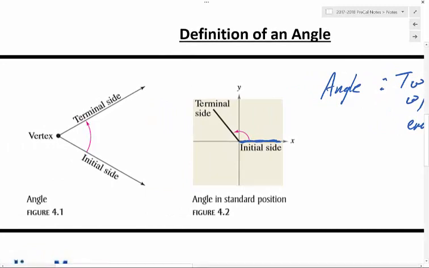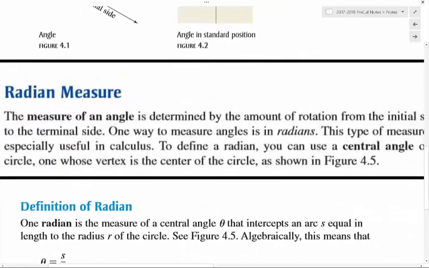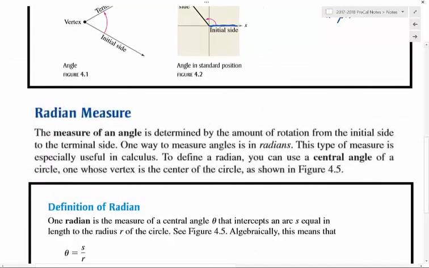In figure 4-2, the vertex of the angle is found at the origin of the coordinate plane, and you have an initial and a terminal side. The measure of an angle is determined by the amount of rotation from the initial side to the terminal side. Up till now, you have learned to measure angles in degrees. Today, you are going to use a new concept called a radian to measure the angle in trigonometry.